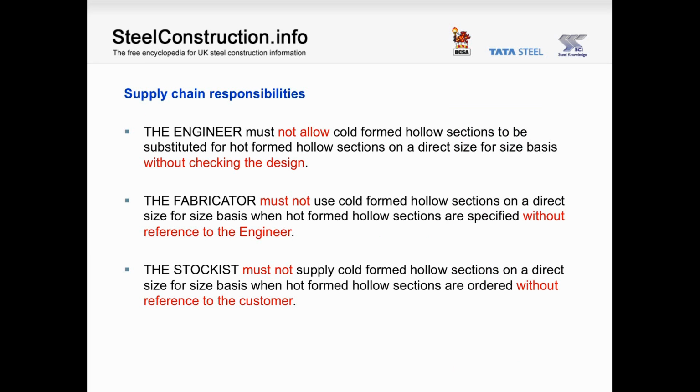So we've seen that the different manufacturing processes for hollow sections produce two different types of product in terms of their capacities and the way we treat them during fabrication. It follows then that an engineer cannot simply allow a hot finished hollow section to be replaced with a cold formed one without first checking the design. Likewise, the fabricator should consult with the engineer before a change is made, and the stockist must consult with the fabricator.